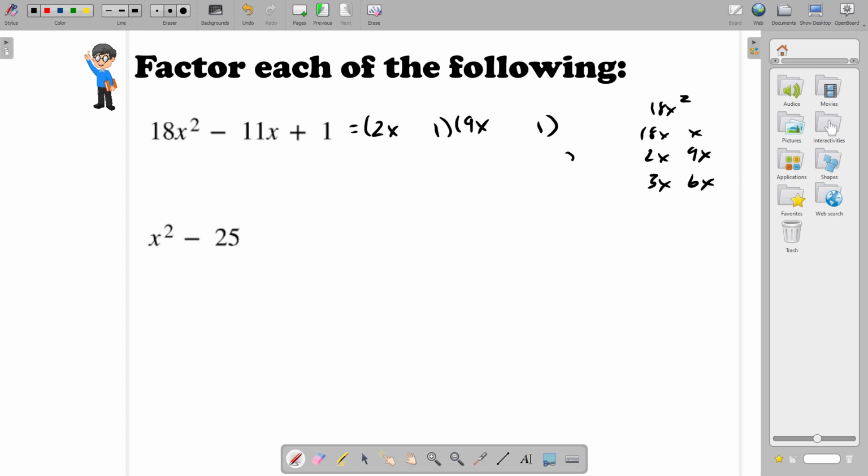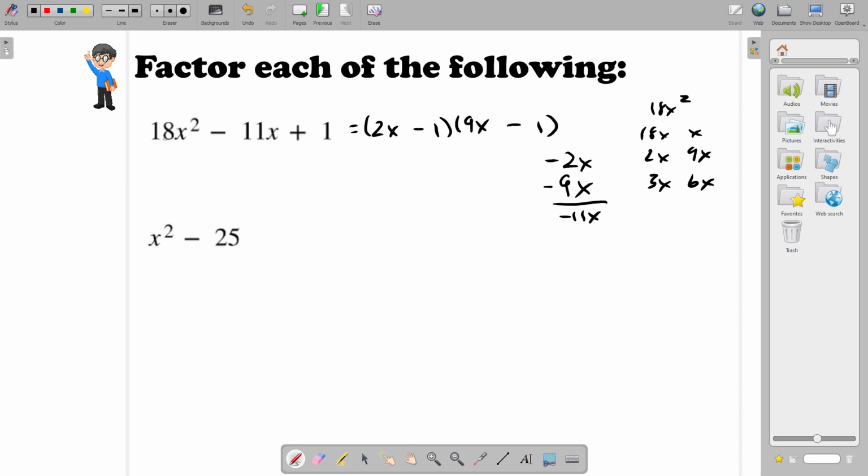2x times 1 is 2x, and 1 times 9x is 9x. We need negative 11. Aha! I can do that if I make both of those negative. So this is negative and this is negative.